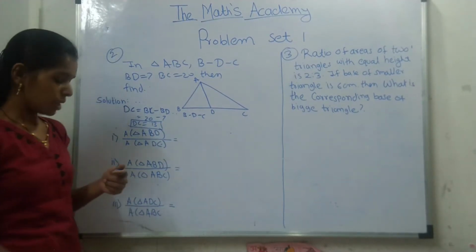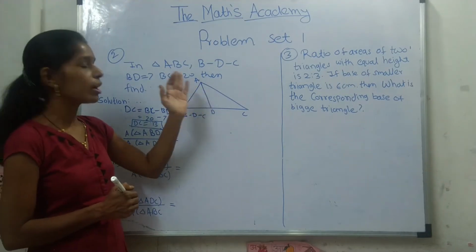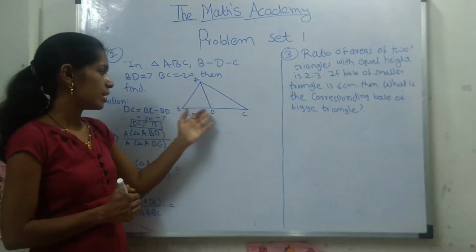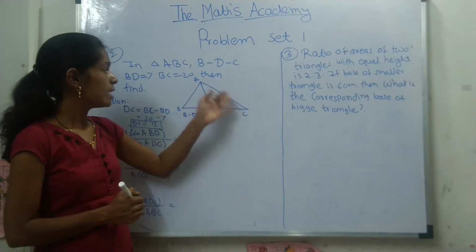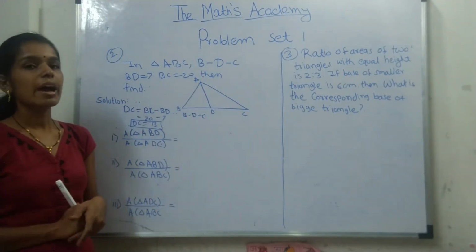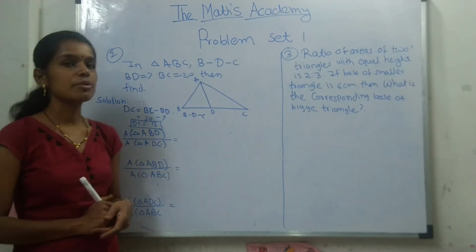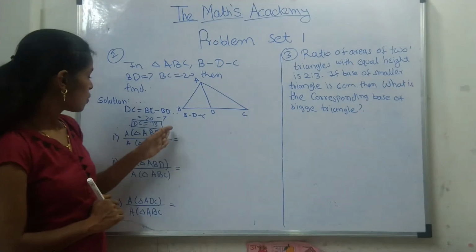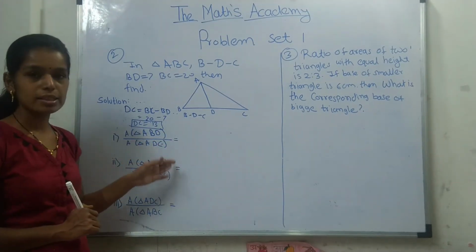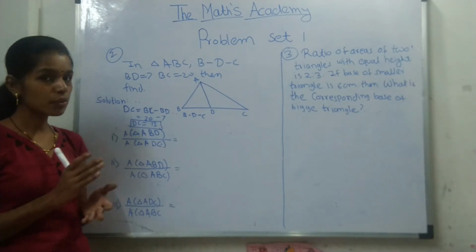Now if you observe carefully, there are three triangles here: triangle ABD, smaller triangle ADC, and triangle ABC, the bigger triangle. All three triangles have the same height. So we have to find the ratio of areas of the triangles. The triangles are not similar, so we have to use the ratio of areas of two triangles.